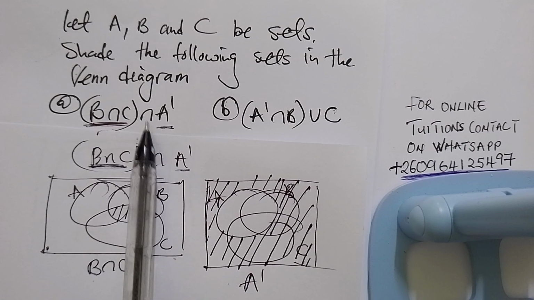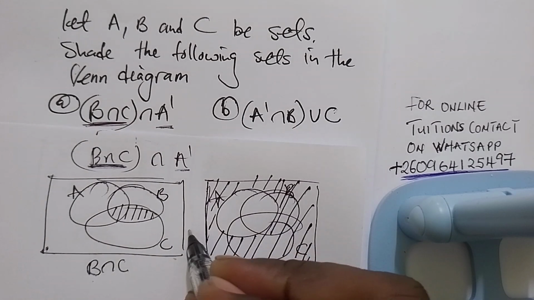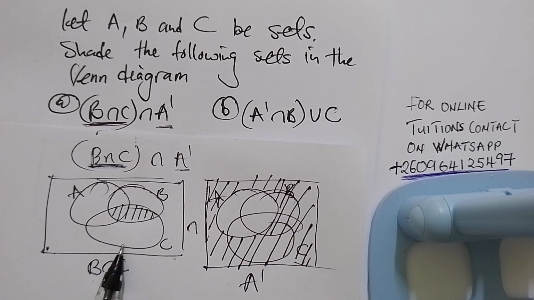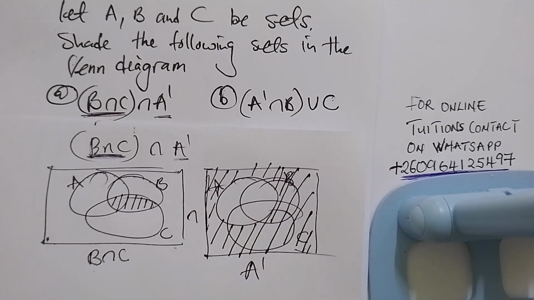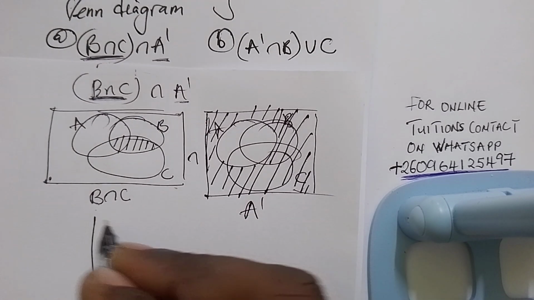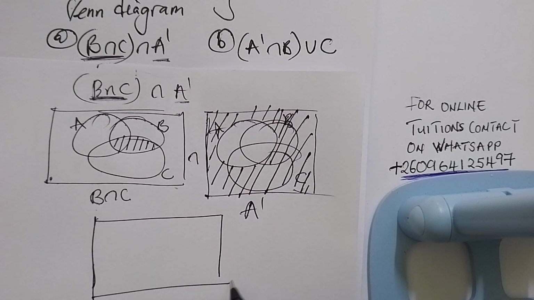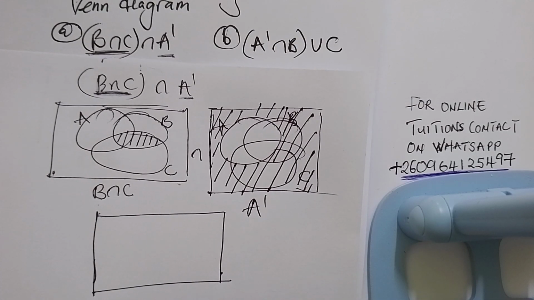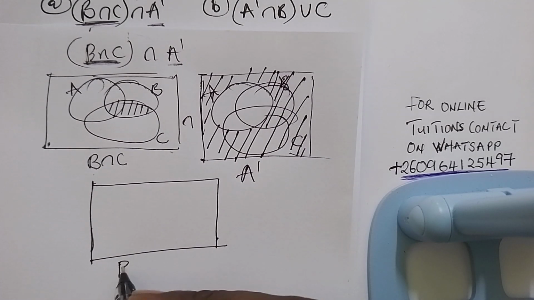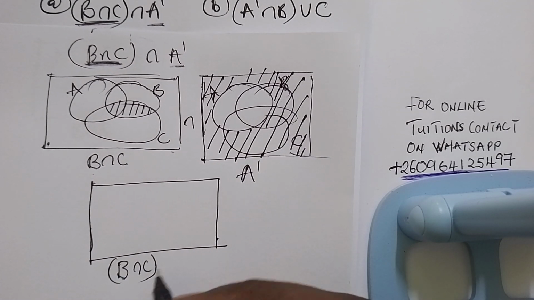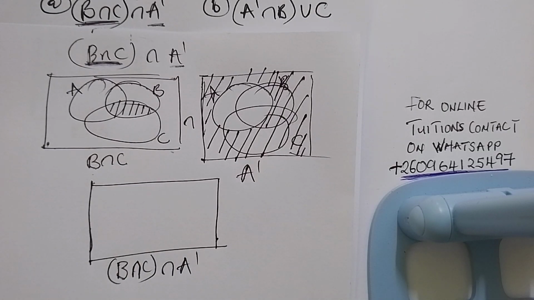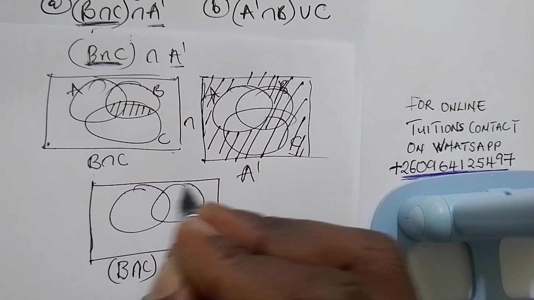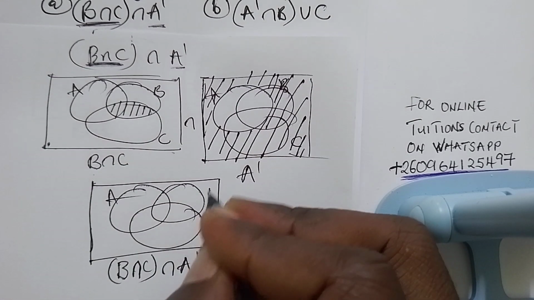The sign connecting the two, remember, is the intersection. So we need to look for the common parts that are shaded in both diagrams here. So here we have the final Venn diagram. In this Venn diagram, I'm going to now show the question, which is, of course, B intersection C, then intersection A complement. That's what you're going to show here. So there we have A, B, and C as usual.